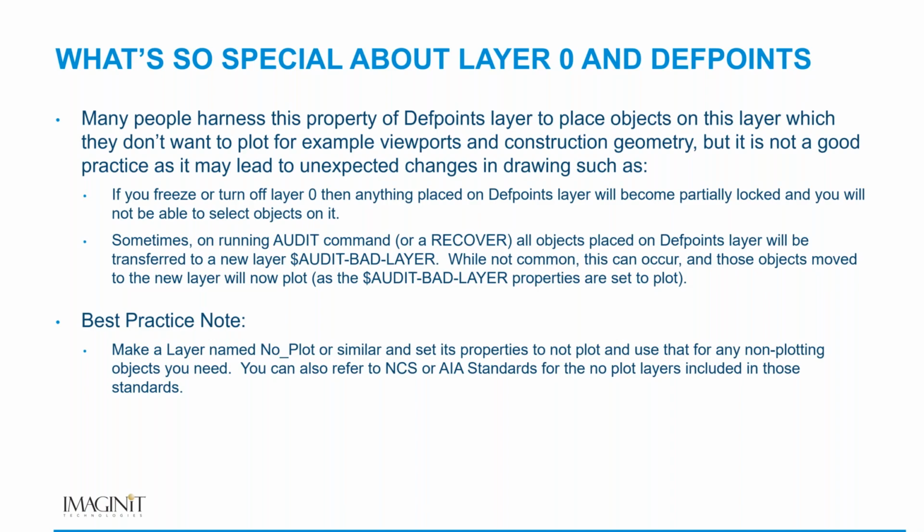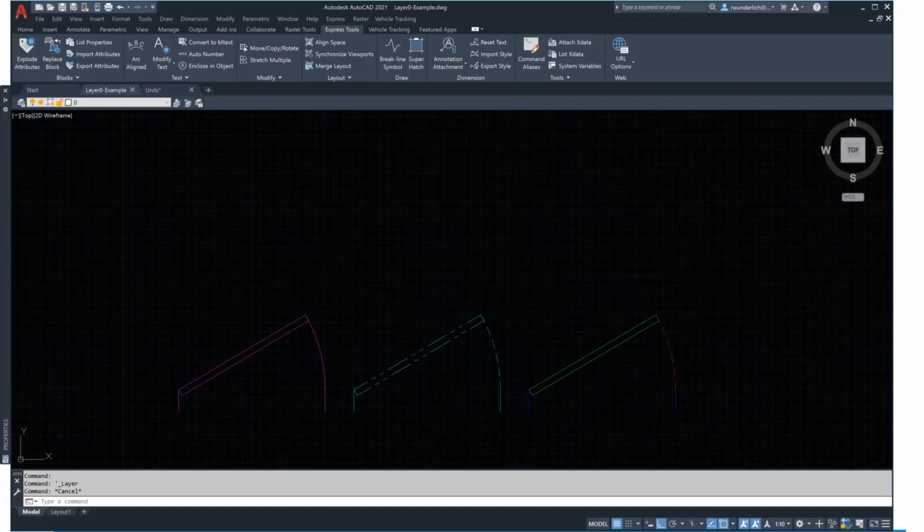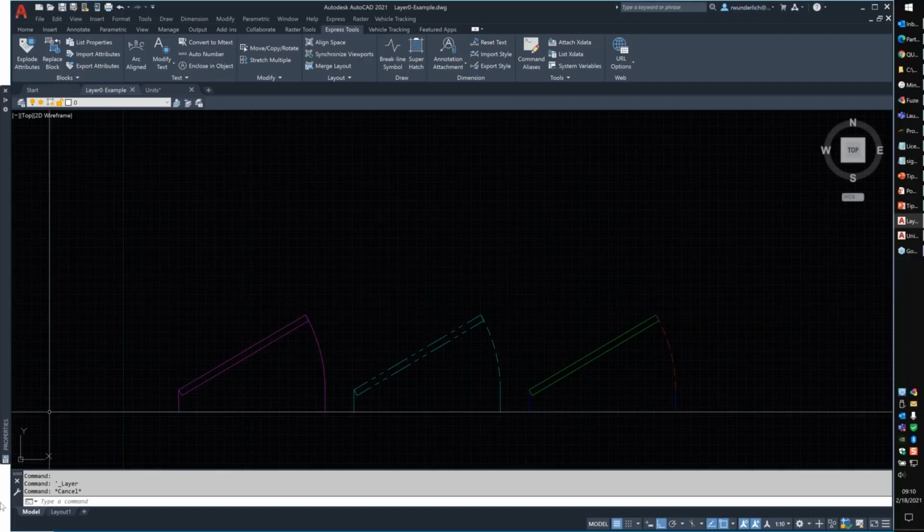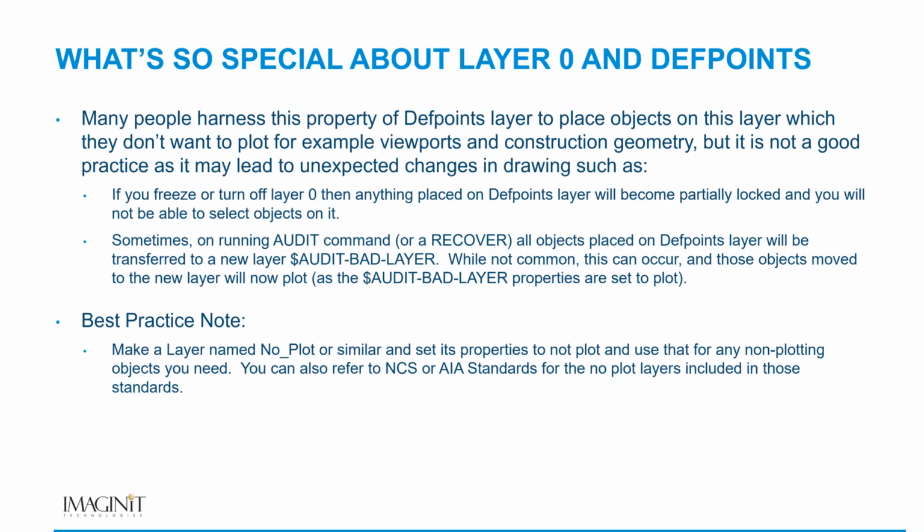The other one is that sometimes when you run an audit, so if you've had a drawing crash and you run an audit, all the objects, where'd my slides go? Hang on, they're there. Sometimes when running an audit command or a recover, all the objects placed on the Defpoints layer get transferred to a new layer called AUDIT_BAD_LAYER. While it is not common, it can happen, and those objects moved to the new layer now plot because the layer properties are set to plot. I'll show you how we turn off that plot property when we're in the layer on, off, and freeze practice.